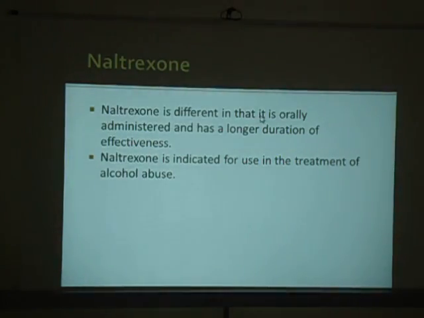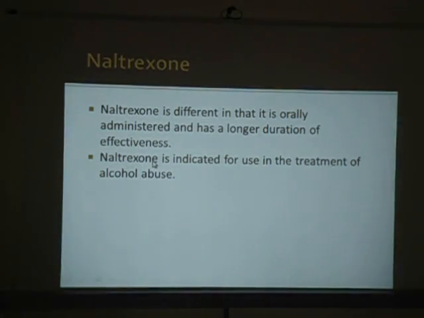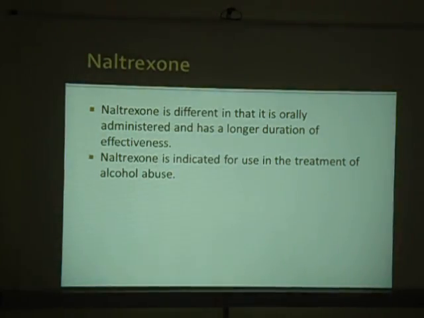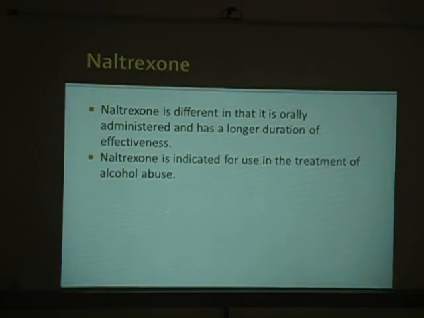Coming to the next drug, Naltrexone, we said that it can be given orally and is also longer acting. Naltrexone is different in that it is orally administered with a longer duration of action. So it is indicated for treatment of alcohol abuse. You need to remember these drugs can act at NMDA receptors also. Opioids have their action on NMDA receptors also. That's why an opioid antagonist can be helpful in treating alcohol abuse.